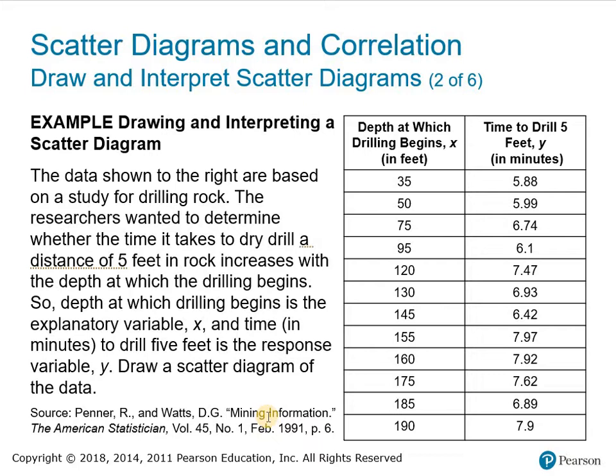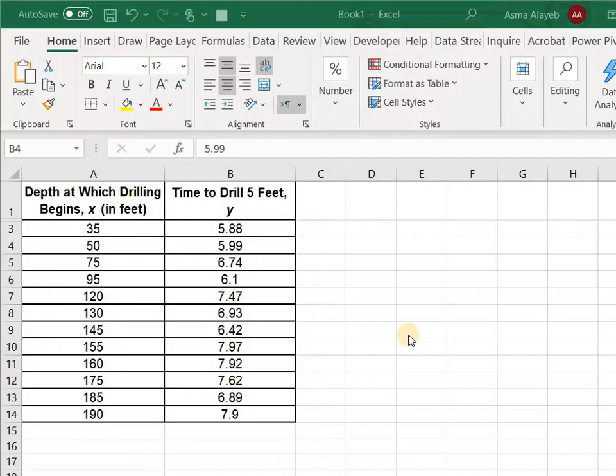So this is how we're going to draw a scatter diagram for our set of data in Excel. Here is my data in Excel. I just copied and pasted it here. The first thing is you need to make sure that the explanatory variable is the column to the left and the response variable is the column to the right. So x comes first and then y next.